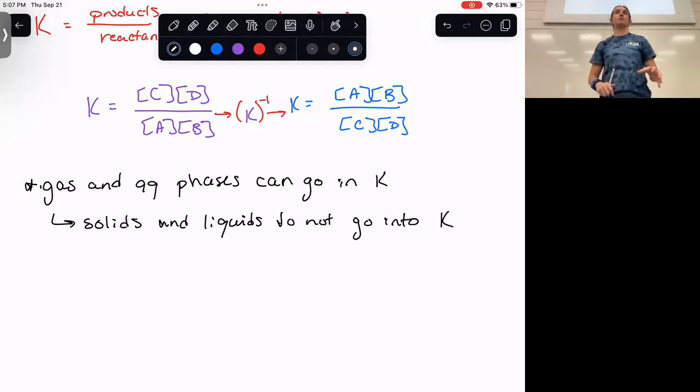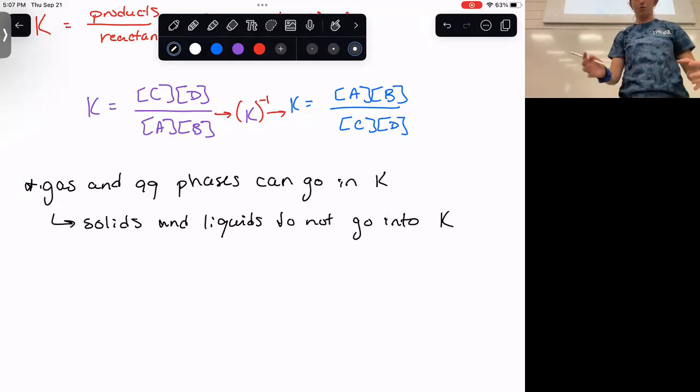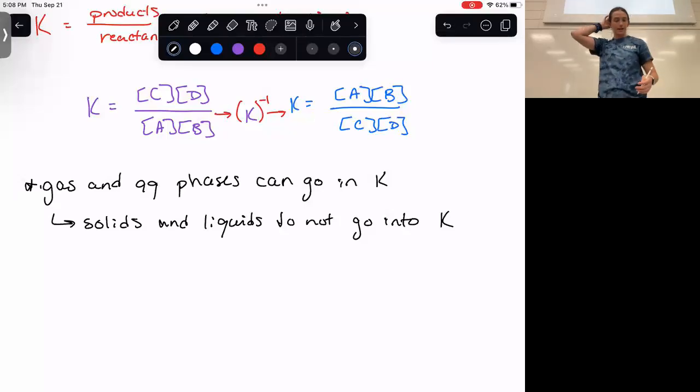When we think about something being aqueous, we're talking about the thing being dissolved. So if we talk about sodium chloride, that's going to be aqueous in solution. And we're not talking about the water that it's aqueous in. We're talking about the actual sodium or the actual chloride and the concentration of that. Okay, so solids and liquids do not go into K, but your gas and your aqueous solutions can go into K.